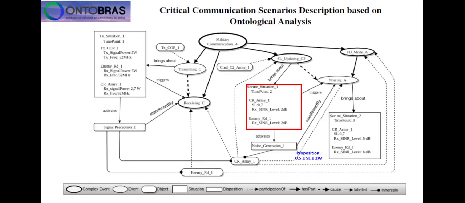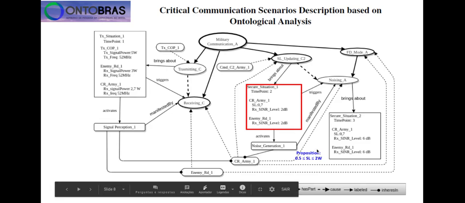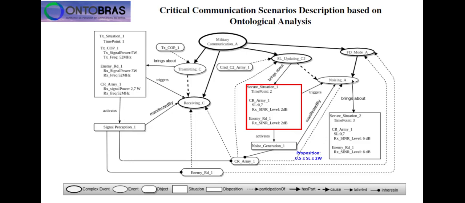At a subsequent point in time, the head of the command and control center changed the security level of the operation, represented by the SL update in C2 event. As a consequence, the event caused the situation 1 presented the current signal to noise ratio measured on both radios and the new security level on the CRMU1 radio called SL. Once SL satisfies a particular proposition, here in blue, the noise generation 1 disposition is activated and manifested by the noise innate event.